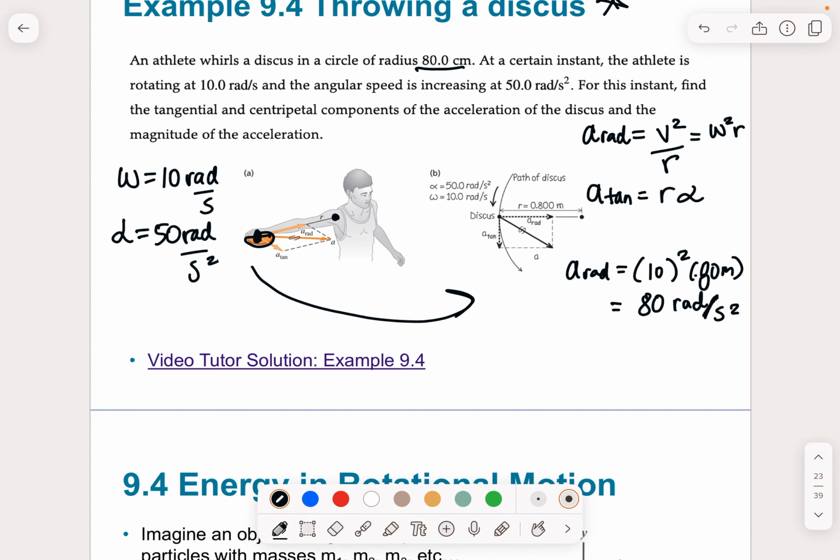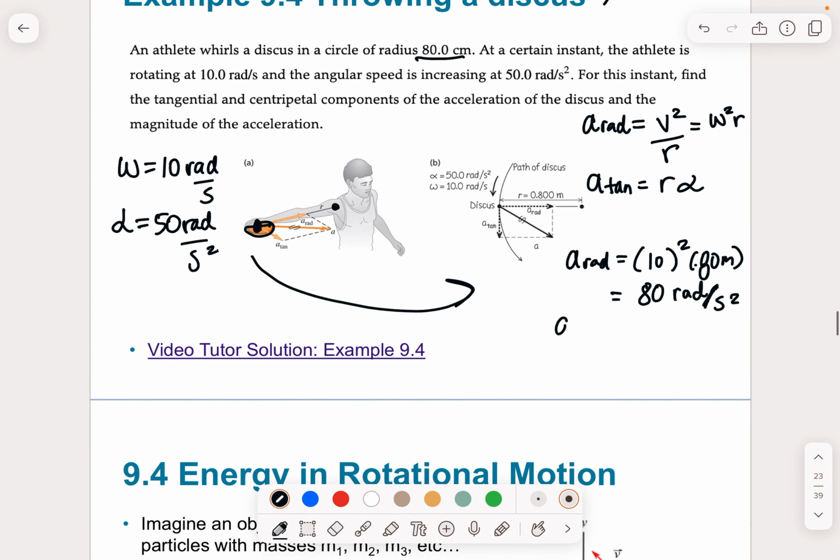So what about the tangential component? That's easy. We can just multiply our angular acceleration by the radius. Oh, that's 50.